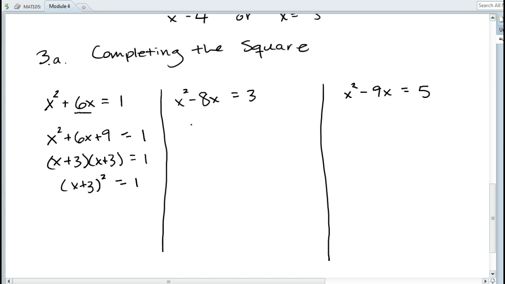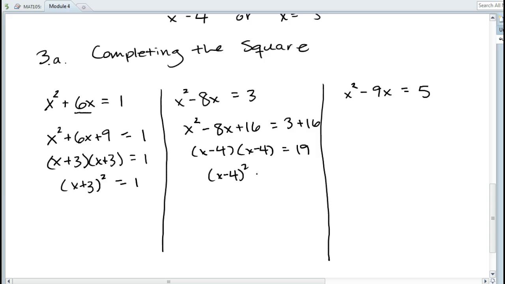What are we going to add in the second one? Well, we take half of negative 8, which is negative 4. When you square it, you get positive 16. So in this example, we're going to add 16 to both sides. And when this one factors, it factors into x minus 4 times x minus 4. So we get x minus 4 squared equals 19.